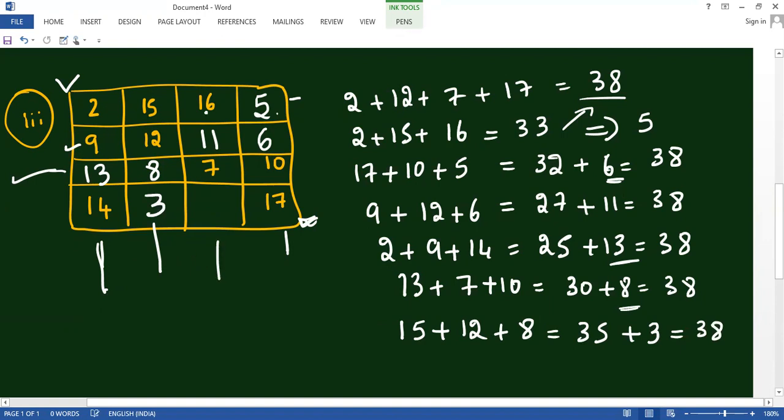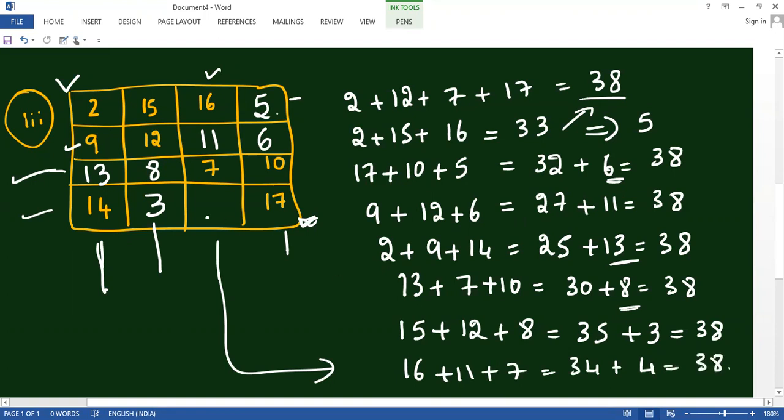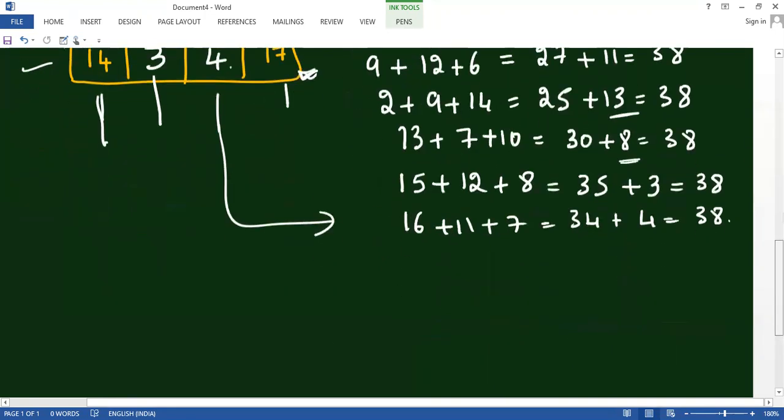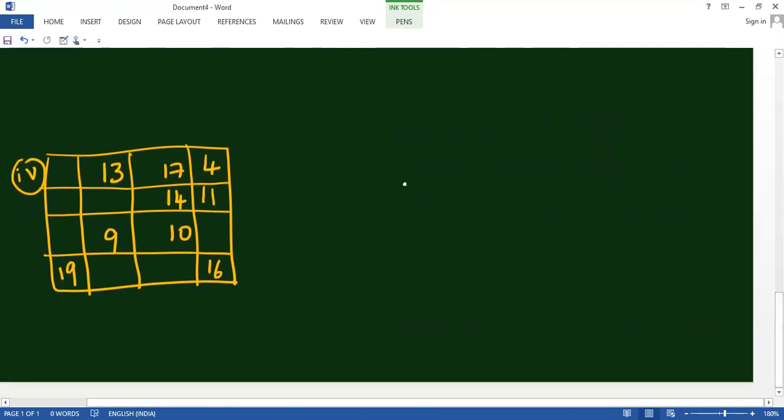And the final row, we can add this column or this row. Both will be the same. Let me add the column, that is 16 plus 11 plus 7, that is 34. 34 plus 4, that is equal to 38. So the answer is 4. This completes the third question. And now jumping over to the fourth question. This will be the fourth question. So let me take this diagonal term, that is 19.